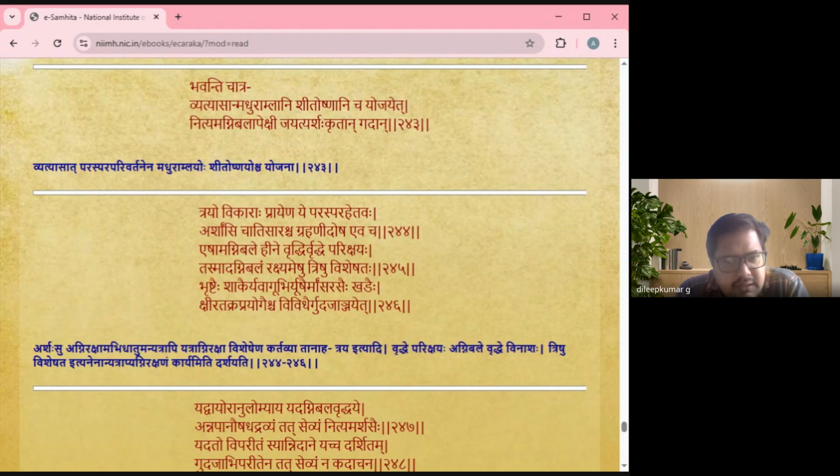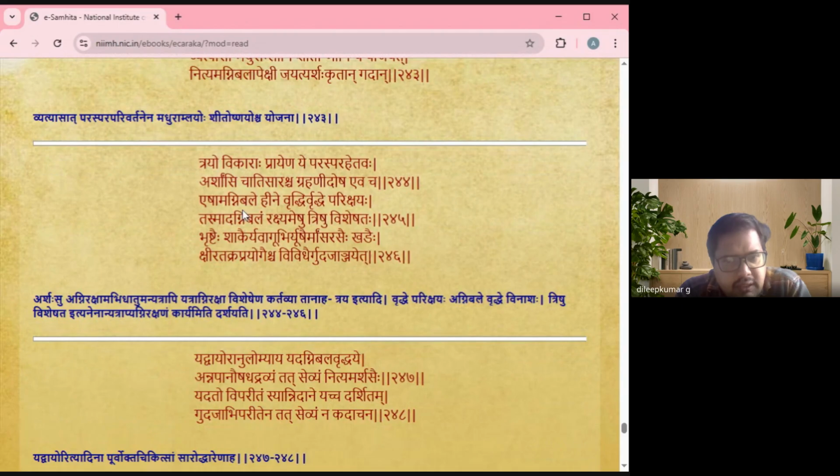these three diseases, Arshas, Atisara and Grahani, they are interconnected or there may be Nidanartaka Rogas. Arshas will land up in Grahani Dosha. Grahani Dosha may land up in Atisara. Atisara may land up in Arshas. So, like this, three diseases are Paraspara Hetava.